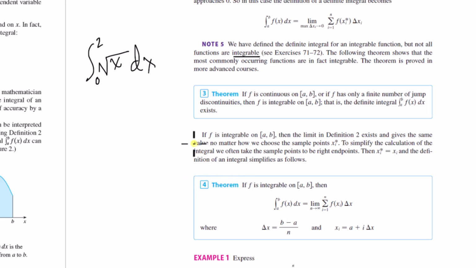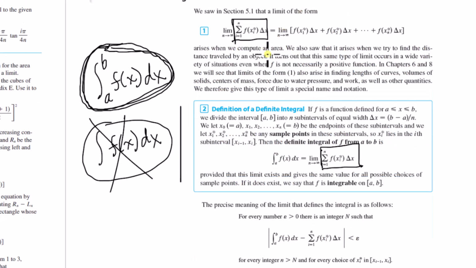So what they're saying here is what you probably noticed as we went through section 5.1, and I can come back here, okay? What we've talked about is that this is what we developed. It's this entire limit as n approaches infinity. We developed that in section 5.1.